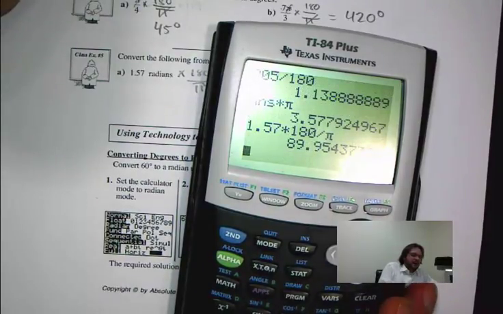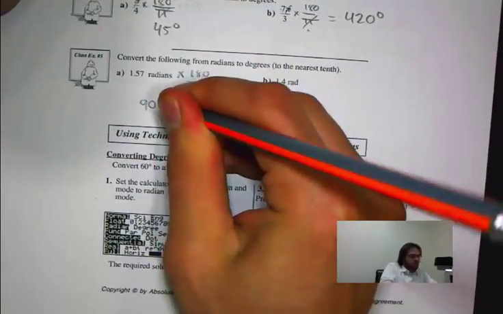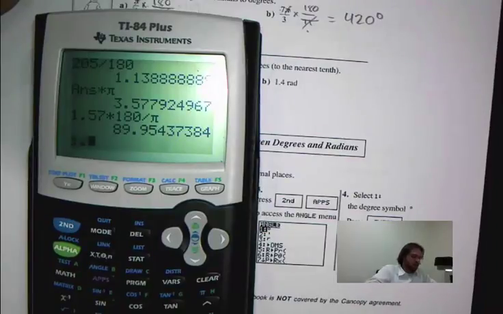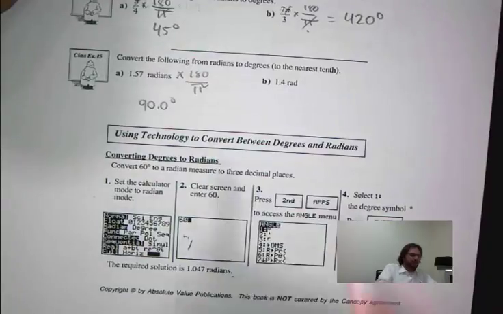And that gives me 89.95, which is 90.0. Okay, let's try the next one. We have 1.4 multiplied by 180, and then we divide by pi, and I'm going to get 80.2 degrees.